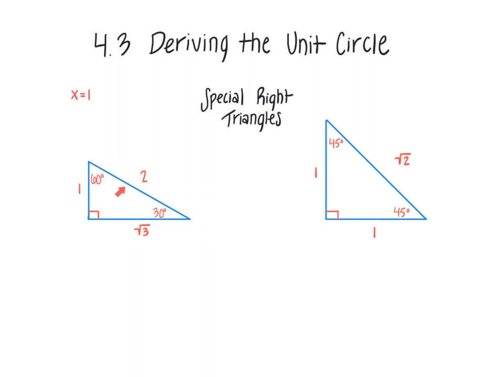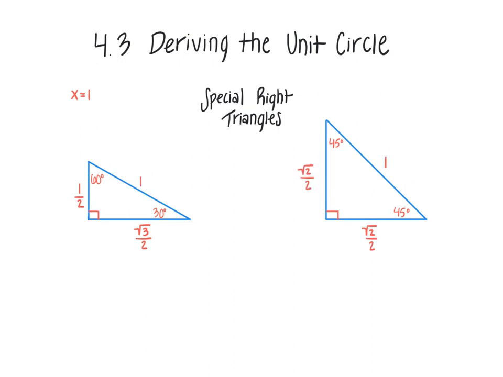The hypotenuse for both of these special right triangles has to equal 1. So the easiest way to do that is if I divide all side lengths over here by 2, and if I divide all side lengths here by the square root of 2. So now I'm going to go through and simplify all the side lengths, and I'm also going to rationalize the side lengths to get the square root out of the denominator.